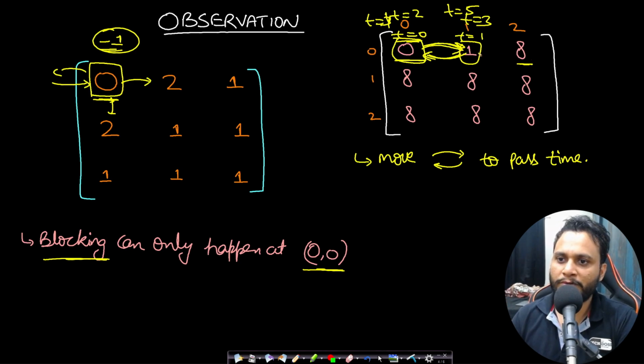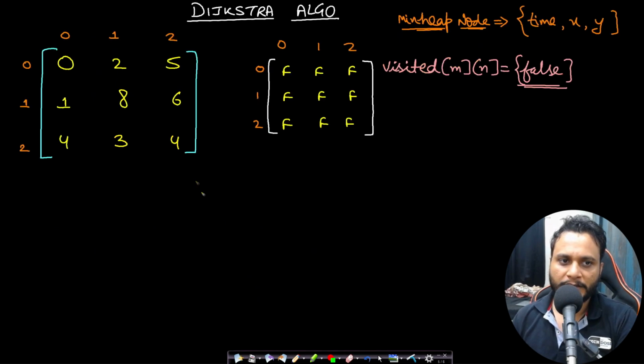When you reach a value 7 or greater than 7, then you can make the jump to either of these cells. It is always possible, right? So the point here is blocking can only happen at index 0, 0, otherwise it will never happen. So let's look at the Dijkstra algorithm dry run and try to understand how to solve this problem.